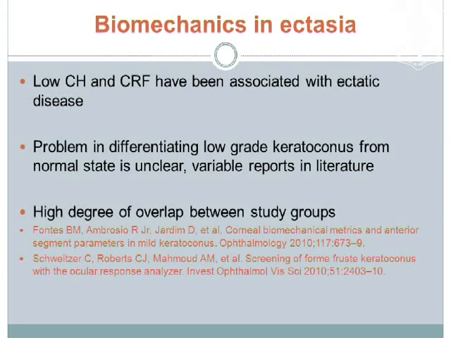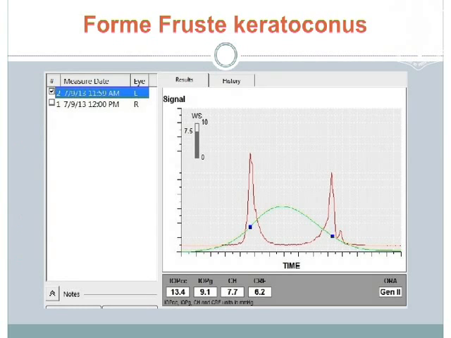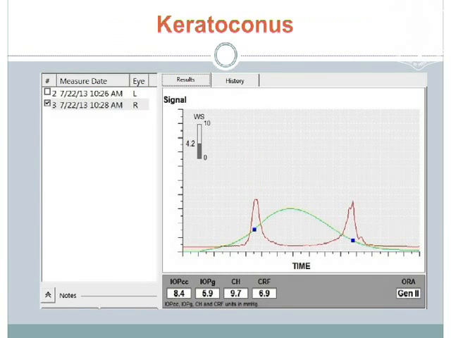However, the earlier studies on CH and CRF had absolutely variable reports. Keratoconus could be differentiated on the basis of CH and CRF. However, forme fruste keratoconus, according to some studies, could not be differentiated from normal patients. So this is the waveform signal in our forme fruste keratoconus patients, where you see that the amplitude is slightly lower and the peaks are not very smooth, and the CH and the CRF is lower than normal. In a keratoconus case, you see that the amplitude is very low and there are breaks in the peak also.